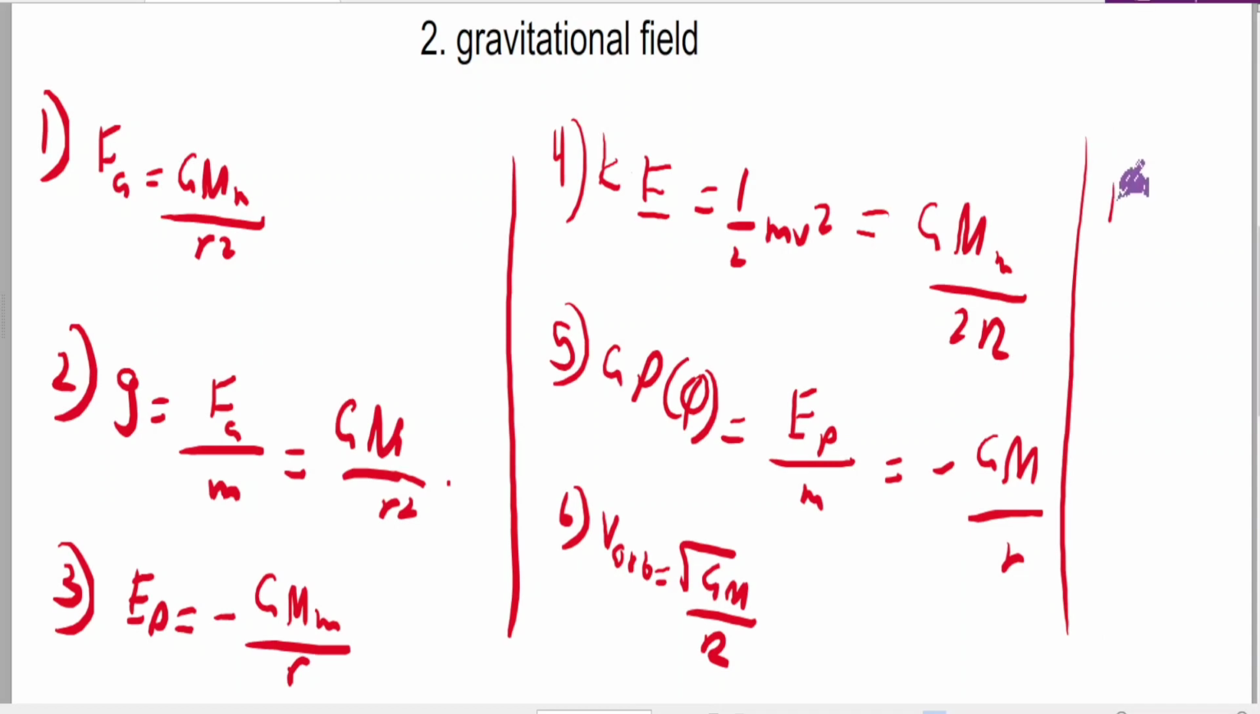And finally, you need to know the relationship that T square is directly proportional to the cube of the radius. So I can write T square equals 4 pi square r cube over G M, where T is the time period, r is the radius, G is a constant, and capital M is the mass of the planet. Moving on to electric fields.